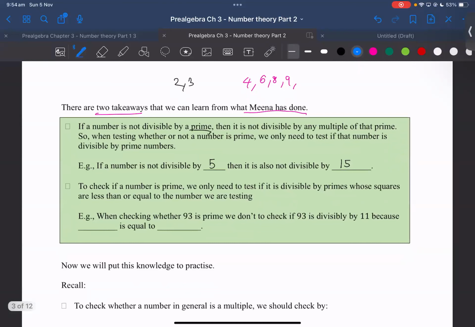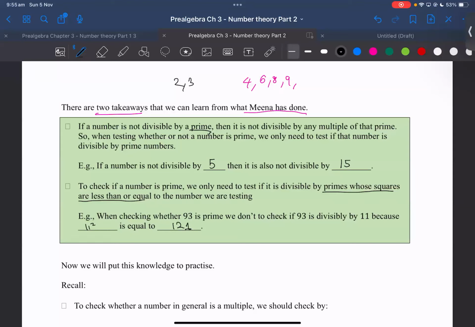That's the important concept. And the next one is, to check if a number is prime, we need to test if it's divisible by primes whose squares are less than or equal to the number we're testing. So for example, when checking whether 93 is prime, we don't need to check if 93 is divisible by 11, because 11 squared is equal to? 121.